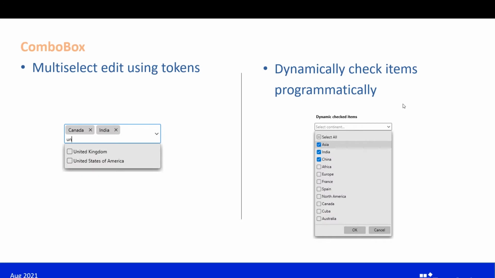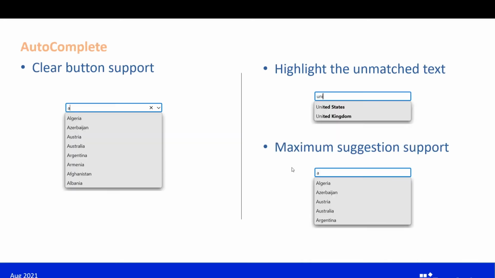And ComboBox now supports selecting multiple tokens. ComboBox now allows you to dynamically check items programmatically. This feature now will allow us to select both India and China when selecting Asia. And autocomplete now comes with a clear button to clear the text in the autocomplete text box. And you can also highlight the unmatched text in the options listed in the autocomplete text box. And you can also customize the number of suggestions in the autocomplete.